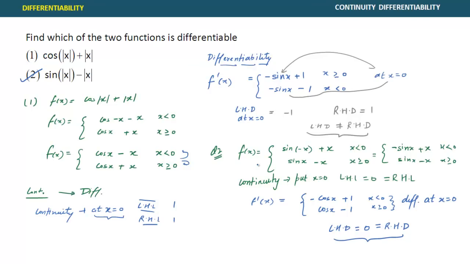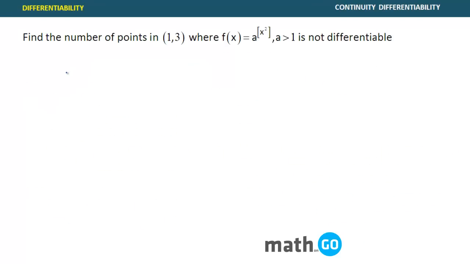Rewatch the video again to get hold of this particular concept. This problem says: find the number of points x belonging to {1, 2, 3} where f(x) = [x²] is not differentiable. You need this to happen. This question is completely based on the greatest integer function. If you understand this, you will not have any problem solving this particular question.